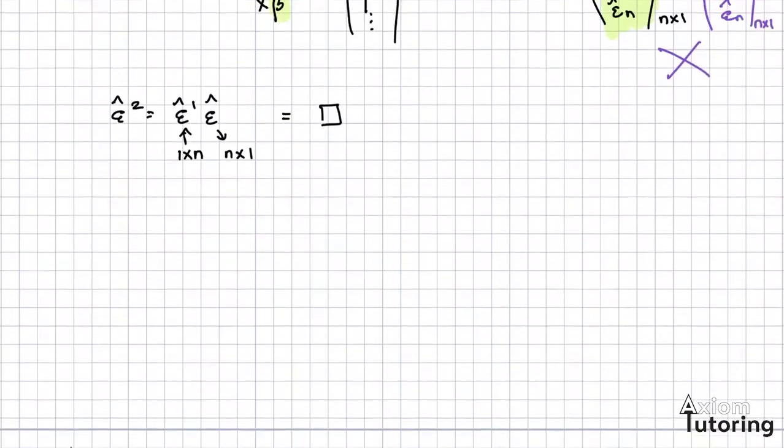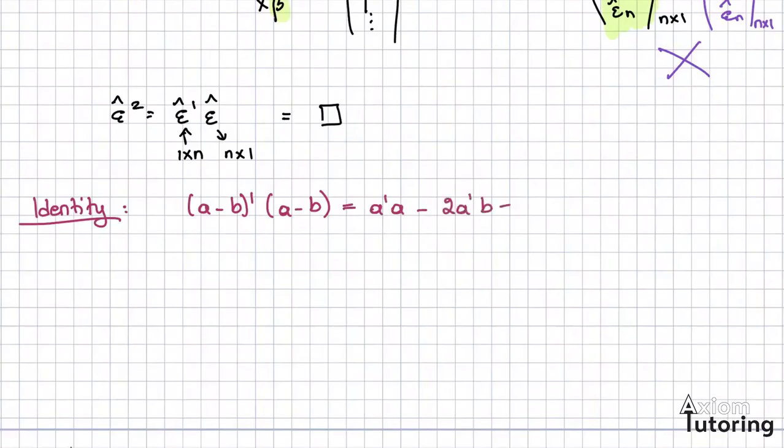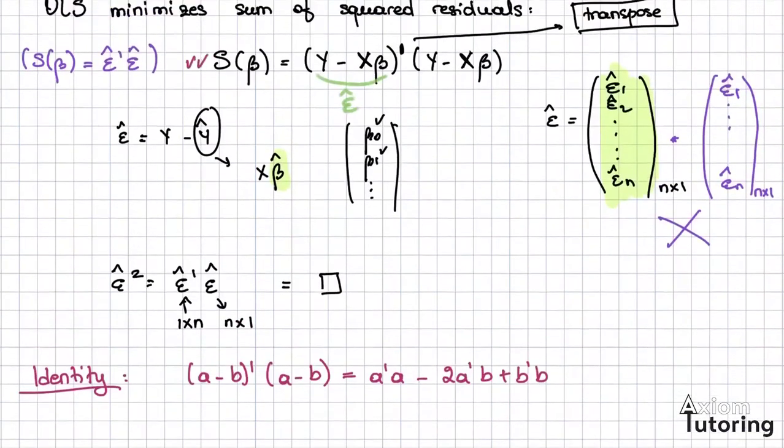There is a very specific identity that is used in order to get to that stage. And the identity is (A minus B) transpose times (A minus B) is equal to A transpose A minus 2A transpose B plus B transpose B. This is matrix world. We will have another video where we explain all of the properties that you will need to know about operations with matrices. But for now, let's take this identity as given and keep in mind this is exactly what we're now going to use to expand this function that we have right here.